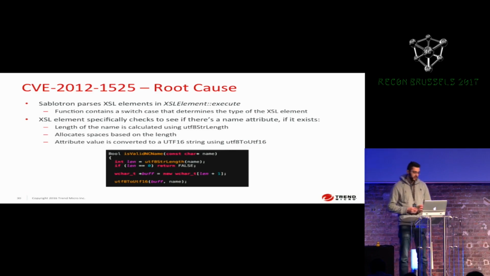XSL elements in Sablotron are parsed inside a class called XSLElement. Inside it has a method called execute that contains a big switch case and parses the elements based on the type. The way this works is that it checks whether each element has a name attribute, and then it grabs the value, calculates the length of it, allocates a buffer based on that length, and then tries to convert it from UTF-8 to UTF-16. This is done inside a function called isValid and CName. As you can see, I don't think you can see in the back, but it does the string calculation inside UTF-8 str length, and then it allocates a buffer and passes it to UTF-8 to UTF-16 for the conversion.